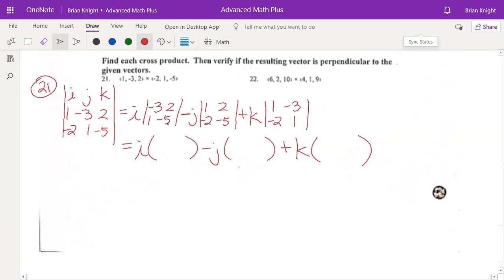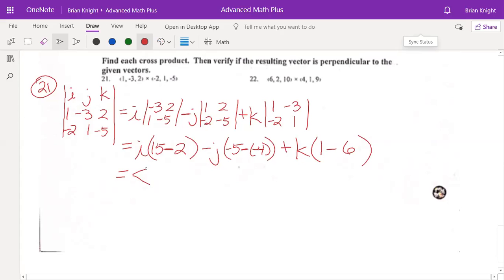-3 times -5 is positive 15. 15 minus 2 times 1 is 2. You said minus? So it's minus. You always subtract on this part, okay? You start with the top. 1 times -5 is -5 minus 2 times -2 is -4. 1 times 1, 1 minus -3 times -2 is positive 6.